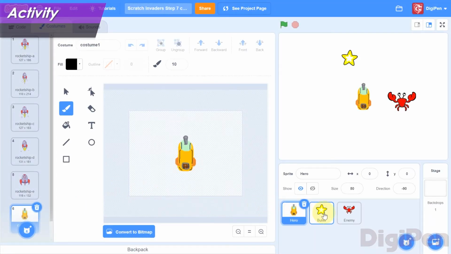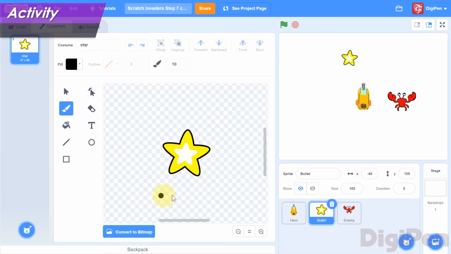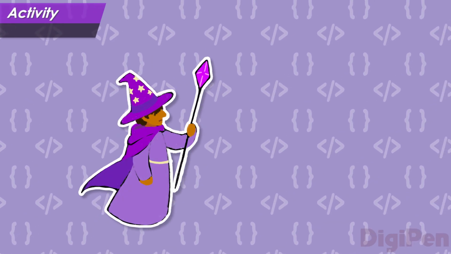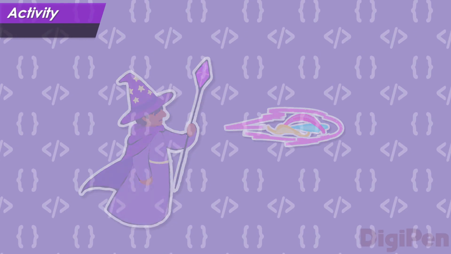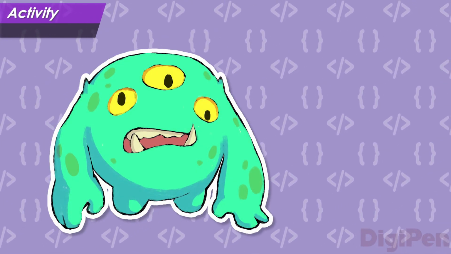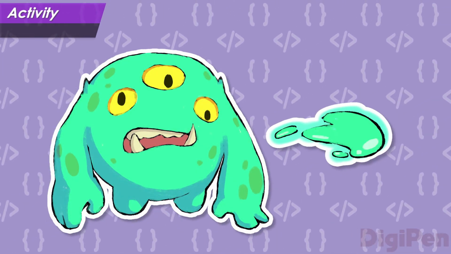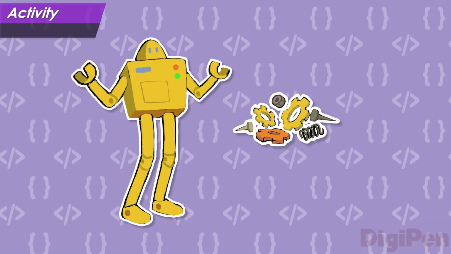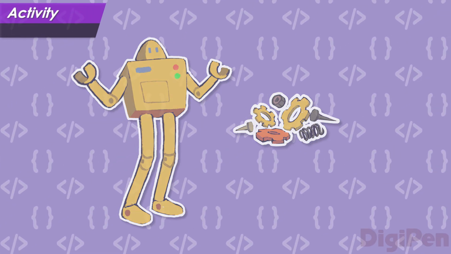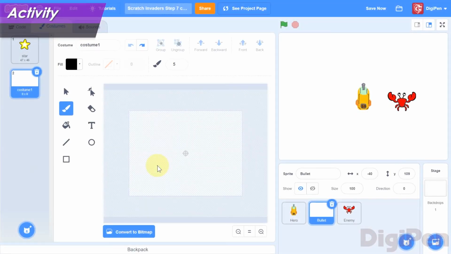Click the bullet sprite in the sprite pane. What should the bullet be? It depends on the hero. If your hero is a wizard, maybe it should be a colorful burst of magical energy. If your hero is a monster, the bullet might be a blast of slime. If your hero is a robot, they might shoot a pile of nuts and bolts. A good bullet for a submarine would be a torpedo, so we'll go with that.